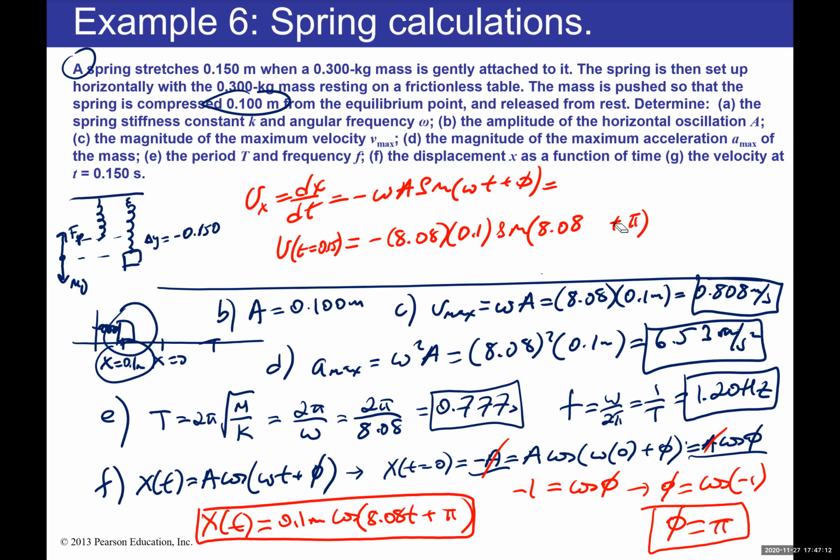That means all I have to do is come back here and put in 0.15 seconds and then calculate the velocity. And I'm going to get negative 7.56 meters per second. And that's basically the velocity, right? It's negative, right? Basically at that instant of time. That means it's moving at 7.56 meters per second. Oh, sorry guys, my bad. It's 0.756 meters per second heading to the left.